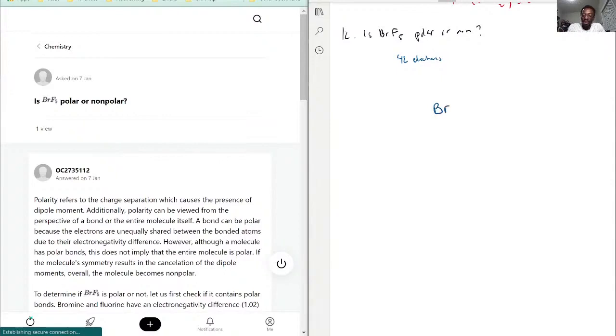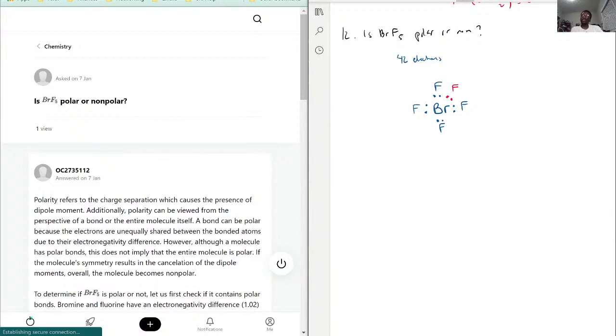We're going to surround it by fluorines: 3, 4. I'm going to put the awkward one here, that 5th one. I'm going to start adding the bonds. That's one bond there, one bond there, one bond here, here, and here. Right now, bromine is sharing 5 of its 7 electrons, based on the fact that it has to share 1 with each fluorine.